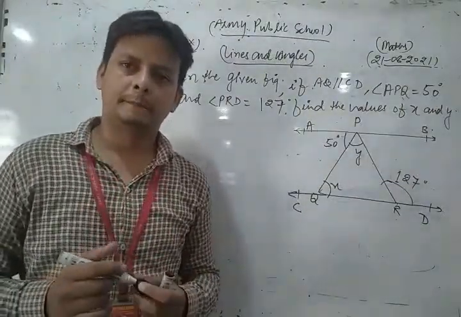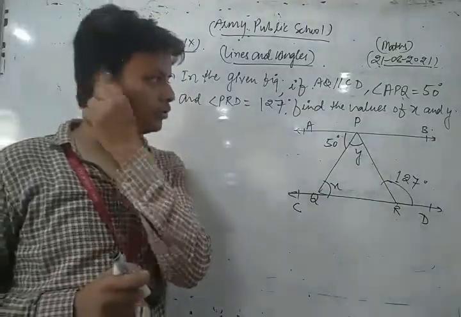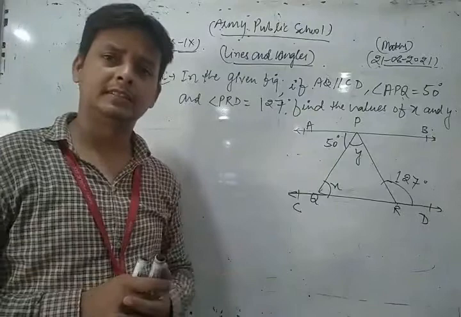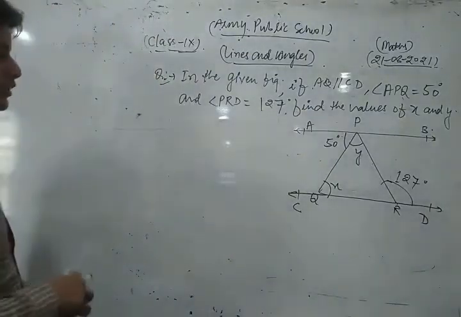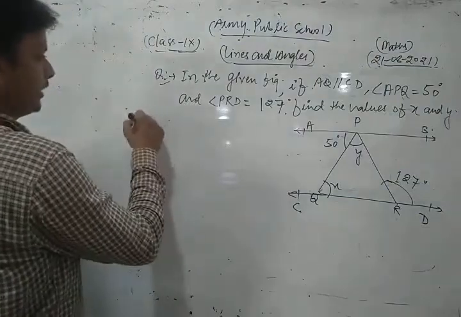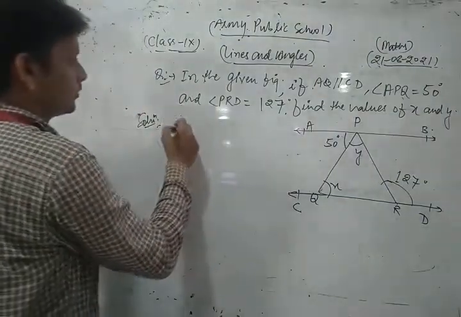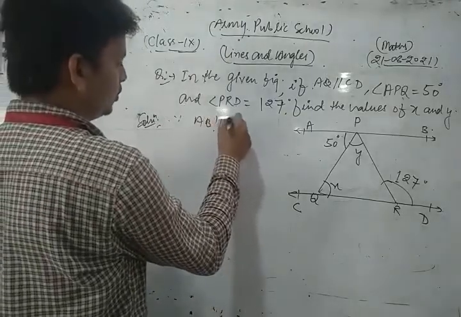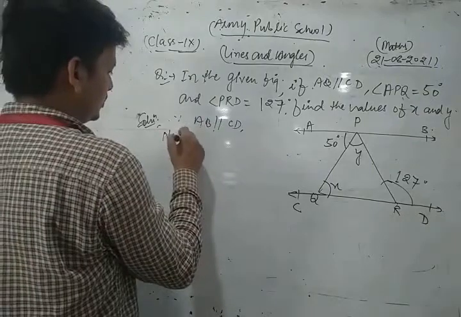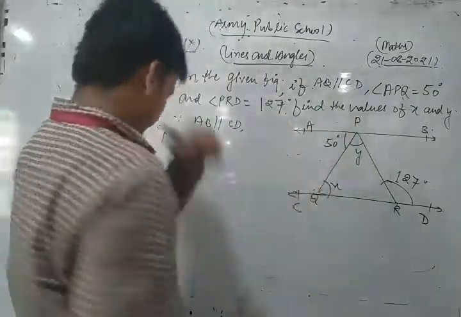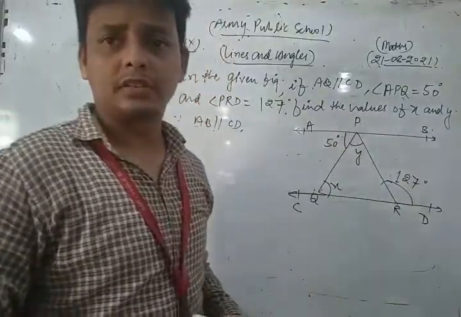This is a very important question related to your chapter. We already discussed that question many times in previous classes. Now let's see its solution. Since AB is parallel to CD, first of all we take QP as a transversal.